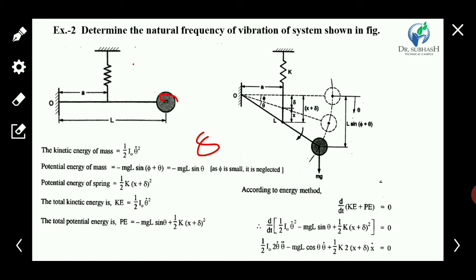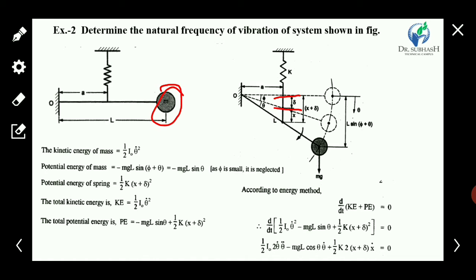Now consider that due to the mass the spring is deflected by delta. Let's consider that if the mass is not there, the rod is connected with the spring in perfect horizontal condition. If mass is attached to the rod, then due to the weight of the mass the rod is slightly angularly displaced, and there is deflection of the spring. So this displacement is called delta. Here delta is mentioned. This is the deflection of the spring due to the weight attached to the rod.